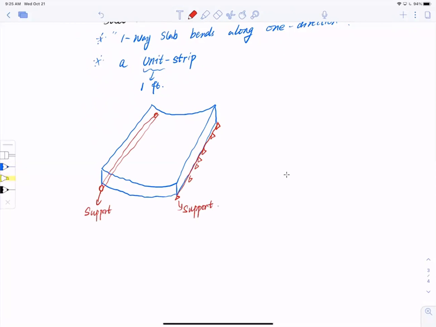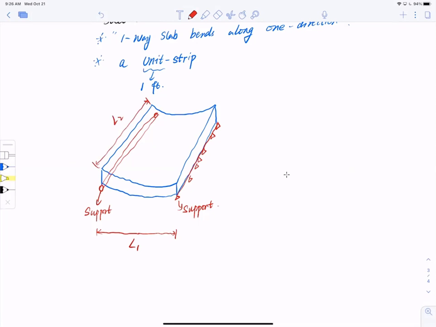All right, so with the support, it bends only in one direction. And even further, let's define it. I will define this direction along the bending direction to be L1, that's the bending direction. And I define the other direction to be L2. So one way means it bends along L1.